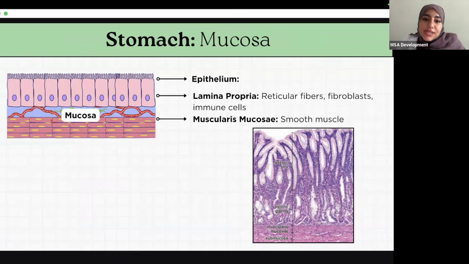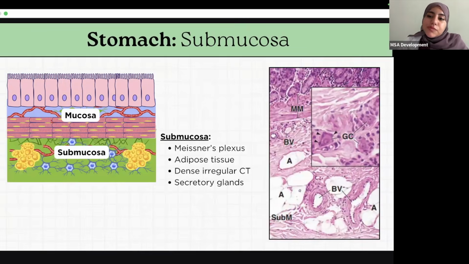The mucosa, it's simple columnar, as I said before, and the lamina propria has reticular fibers and fibroblasts, and it helps with immunity because typically when you're trying to secrete a lot of acid, there can be inflammation, and so you need a solid immune system behind the epithelium to make sure that if there is any kind of inflammation, there's someone to back it up. And then the smooth muscle, probably with peristalsis in the stomach as well.